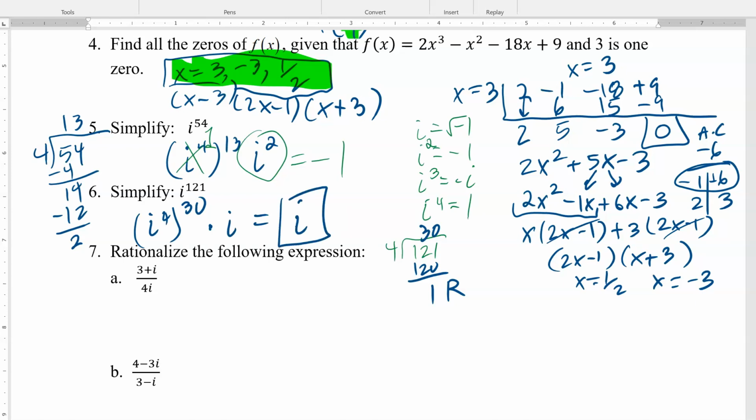If you put the square root of negative 1, I would not mark you wrong, but really we just leave it as i in this situation.